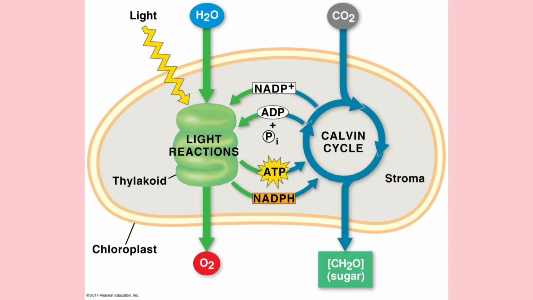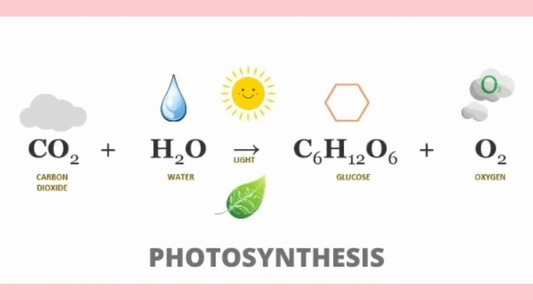As for Calvin cycle, it does not require light and occurs in the stroma of the plant. Calvin cycle will use ATP and NADPH that were produced from light reaction to fix carbon dioxide and produce glucose.